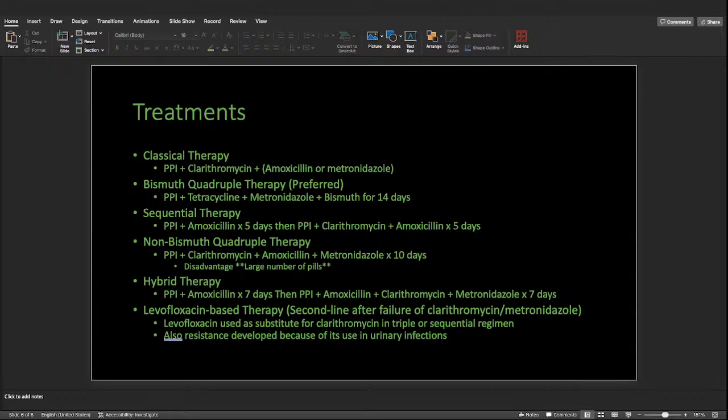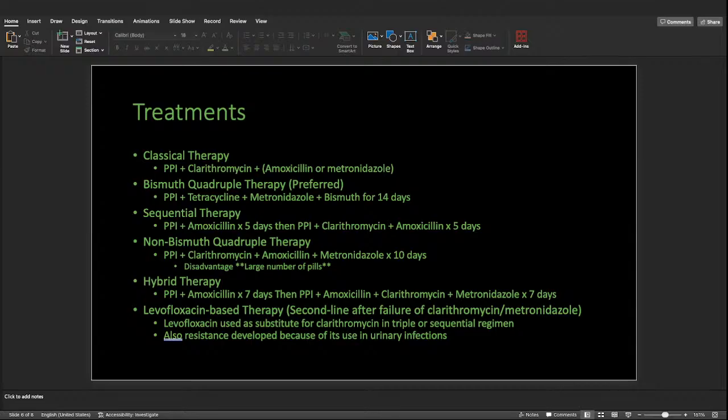And then the last one I want to talk to you about is the levofloxacin-based therapy. Now, this isn't very commonly used. It's just used as a substitute for clarithromycin in triple or sequential regimen. In this case, it will help, but only after failure of clarithromycin and metronidazole therapy is used.